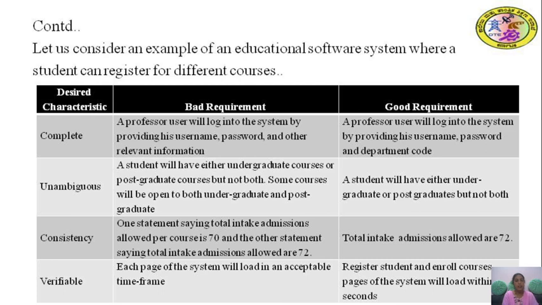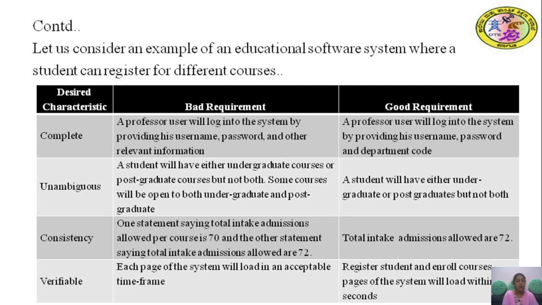Now let us consider an example of an educational software system. Here, students can get registered for different courses. Here we are considering three columns. The first column indicates the desirable characteristic of the SRS, whereas the second column mentions the bad requirement and the third column mentions the good requirement.